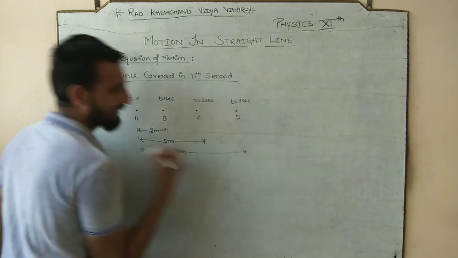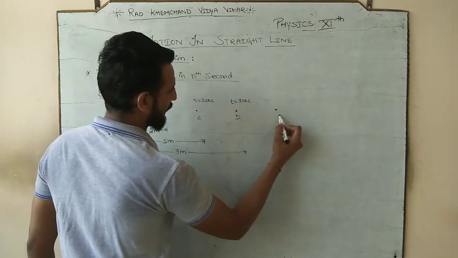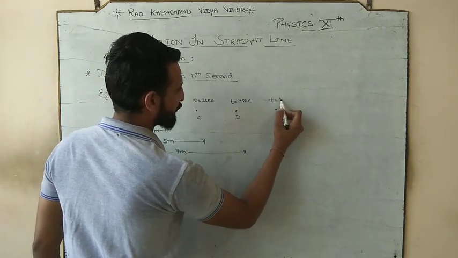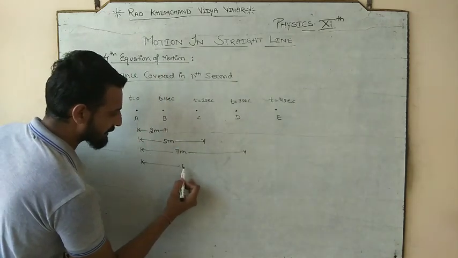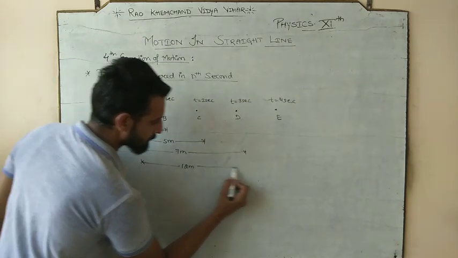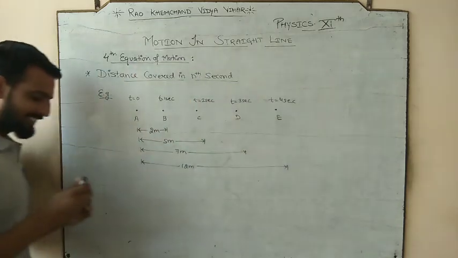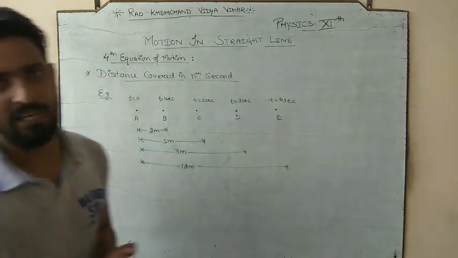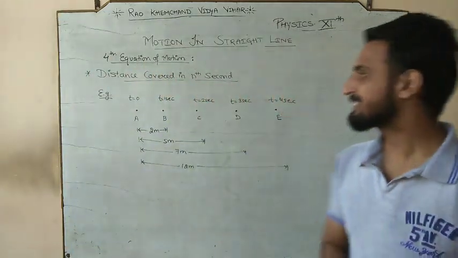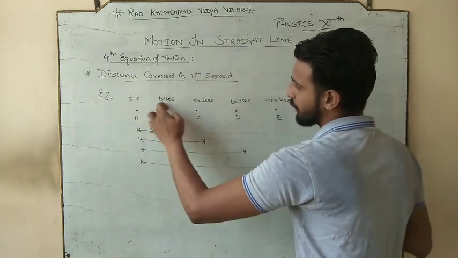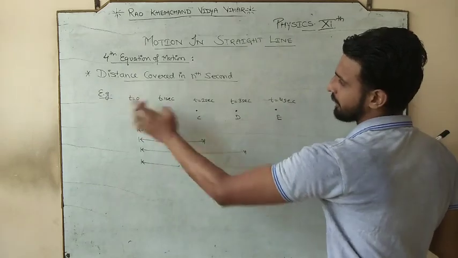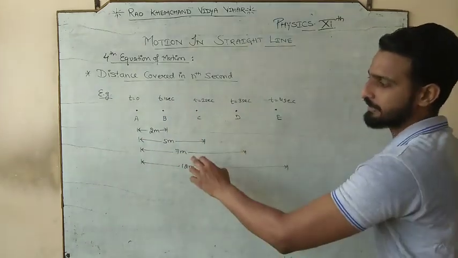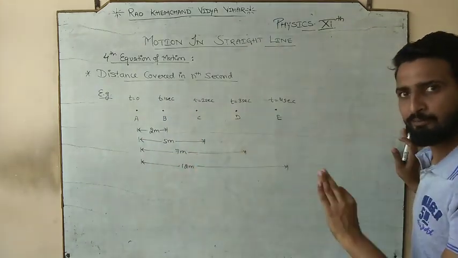Let's suppose that. And let's suppose one more example that I am taking for 4 seconds. The distance covered by the body is 12 meter. So this is the example that I have placed in front of you. And what is that example? That from 0 to 1 it covered 2 meter. From A to C, means total time 2 seconds, in 2 seconds it covers 5 meter.